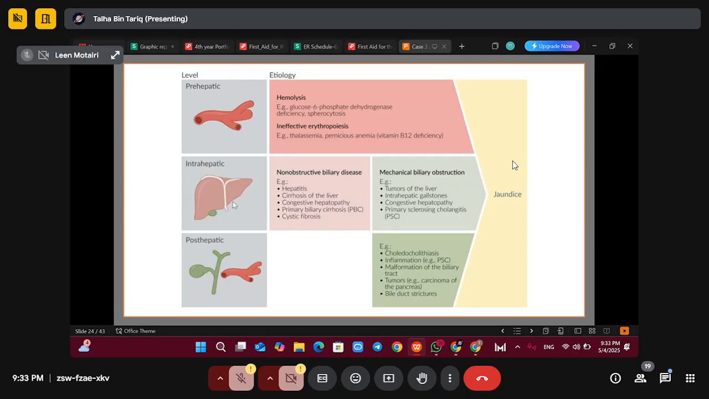Intrahepatic is any abnormality of the liver. So we have hepatitis, inflammation of the liver, cirrhosis of the liver, fibrous scar formation, or you have primary biliary cirrhosis, which is the intrahepatic bile ducts being involved and fibrosis of them, right? Or there can be cystic fibrosis. Then you have the mechanical biliary obstruction, which are the tumors of the liver. There can be any tumor within the liver. There can be intrahepatic gallstones, right? There are stones within the intrahepatic ducts, or there can be primary sclerosing cholangitis. All of these are intrahepatic. Then the posthepatic, I already told you guys.